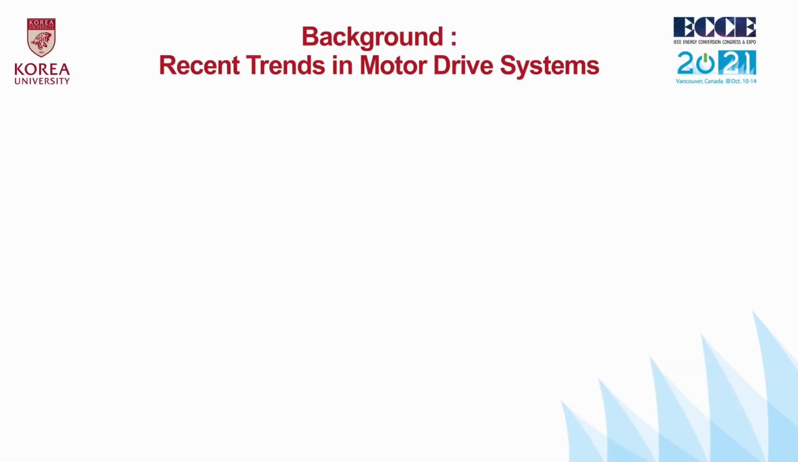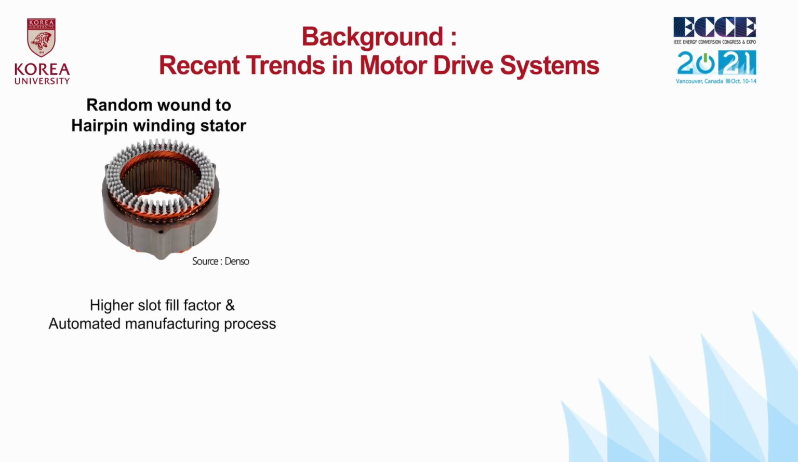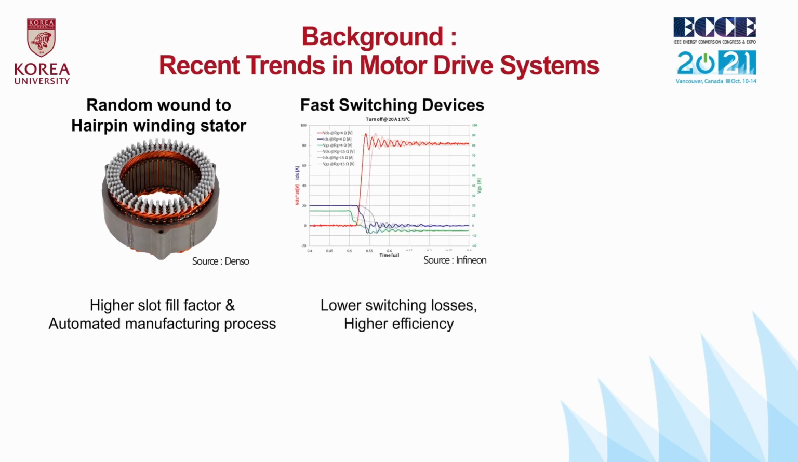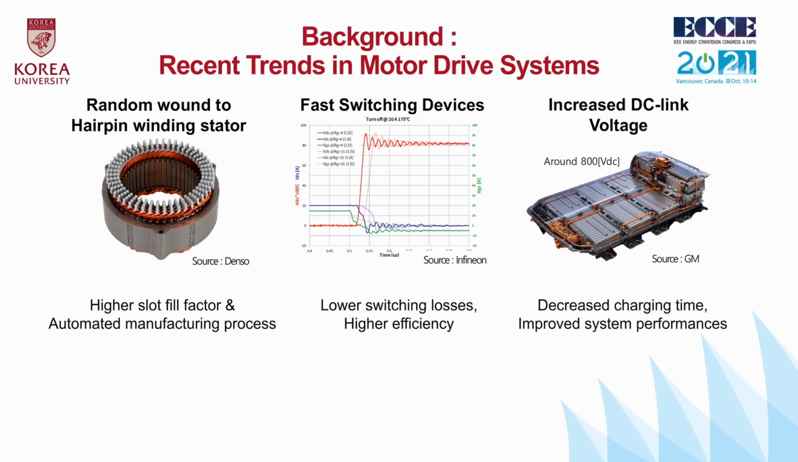The recent trends in traction drive systems are, first, transition from random wound to hairpin winding design to accomplish higher slot fill factor and an automated manufacturing process. Second, transition from silicon IGBT devices to wide bandgap fast switching devices such as silicon carbide and gallium nitride to achieve high efficiency. Third, increase of the DC link voltage to improve entire system performance.